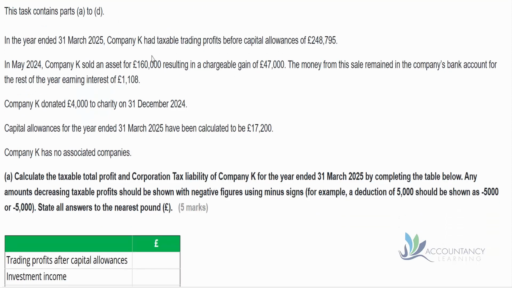We'll be provided with quite a bit of information here, and we don't want to read that right away because we wouldn't know why we're reading it. So if we look at the requirements first, then we know what purpose we have for reading. We need to calculate the taxable total profit and corporation tax liability of Company K for the year ended 31st March 2025 by completing the table below. Any amounts decreasing taxable profit should be shown with a negative figure using a minus sign. And remember, a computer is marking your answer, so you need to make sure you write your answer in the correct format or the computer won't recognize it.